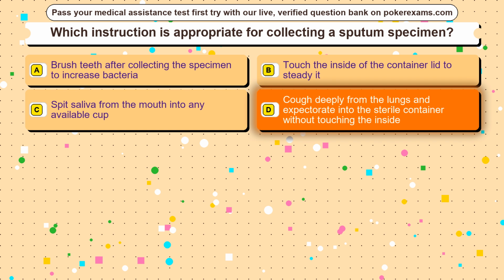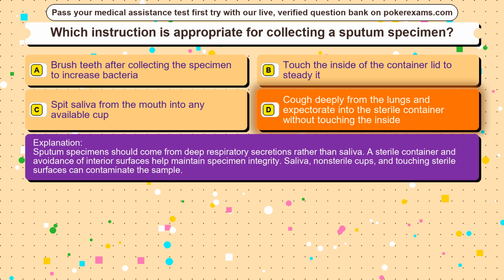The correct answer is option D. Cough deeply from the lungs and expectorate into the sterile container without touching the inside. Sputum specimens should come from deep respiratory secretions rather than saliva. A sterile container and avoidance of interior surfaces help maintain specimen integrity. Saliva, non-sterile cups, and touching sterile surfaces can contaminate the sample.